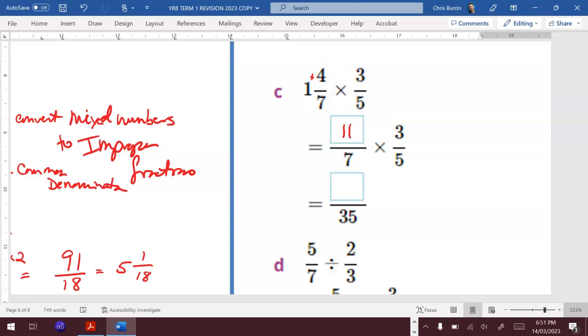Now, we just want to get rid of the mixed number. We don't need to have a common denominator anymore. Nobody cares. So if we're multiplying, we just go right across. 11 times 3 and 7 times 5. 11 times 3 will give us 33, and 7 times 5 will give us 35.